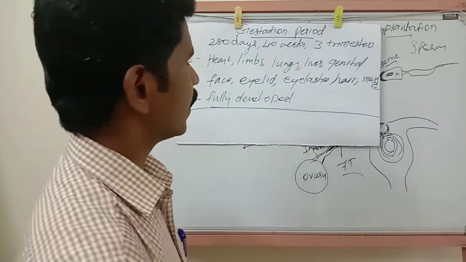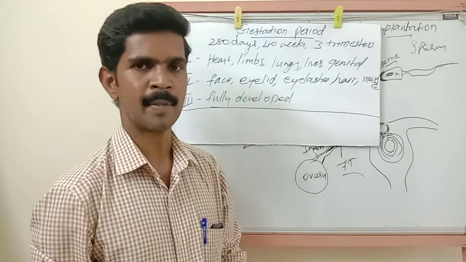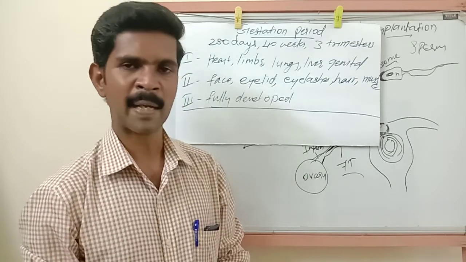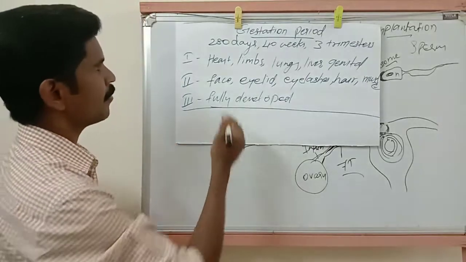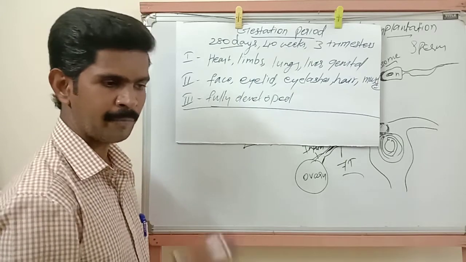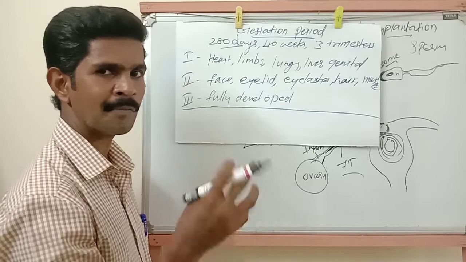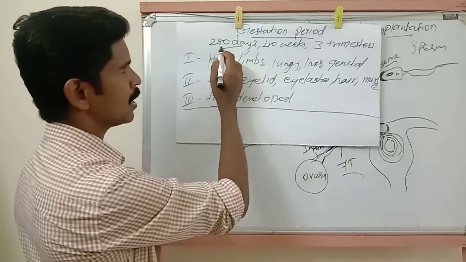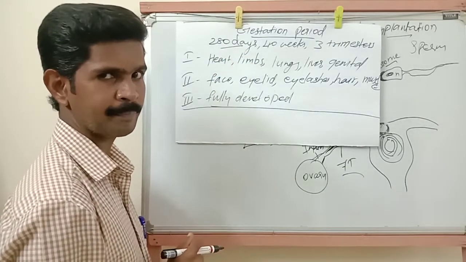Then the next topic is gestation period. Gestation period means the pregnancy period. Maximum 9 to 10 months. The total number of days of the gestation period is 280 days. Within 280 days, a well-developed baby is ready to be born from the uterus of the mother. So totally 280 days is the gestation period or pregnancy period.